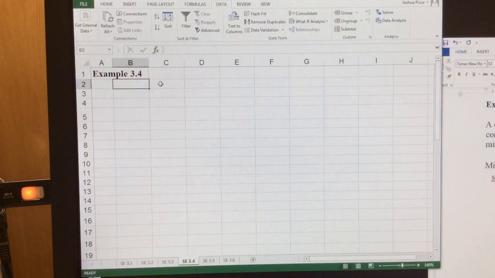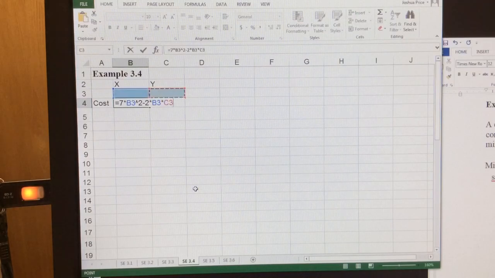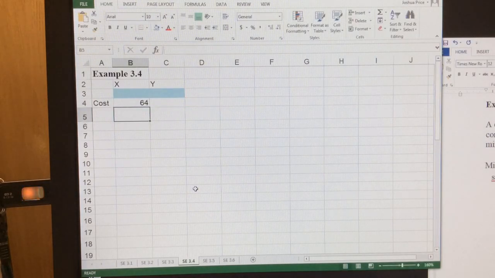So let's set up here our X and our Y. And now we have our cost function, which is equal to 7 times X squared minus 2 times X times Y plus 5 times Y squared plus 64. So that's our cost function.